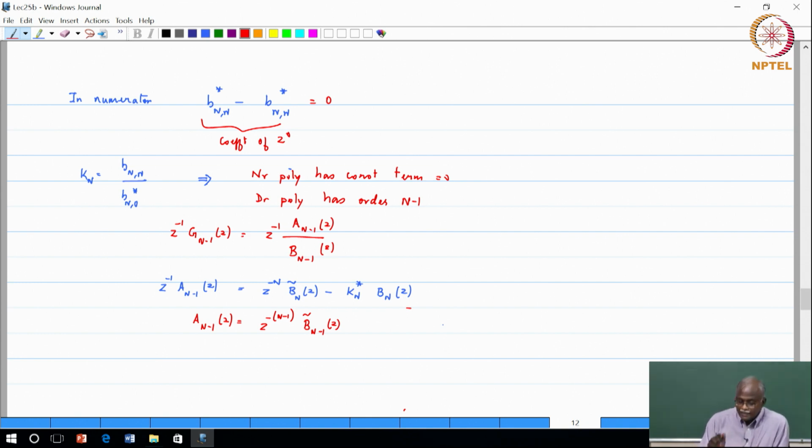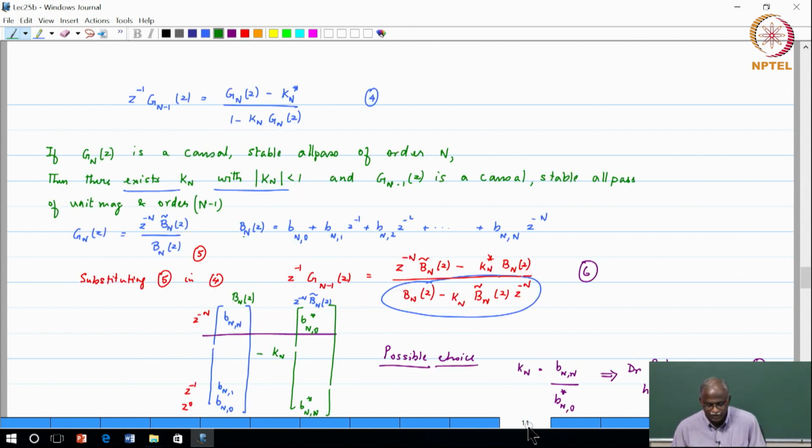If this is the case, then we have the following result. This basically means that Gn minus 1 of z is of the form Bn minus 1 of z power minus n minus 1 Bn minus 1 of z tilde. Okay. Let me give you a minute to assimilate that if you want to make any additional notes.